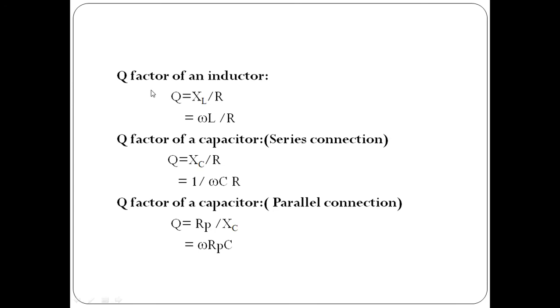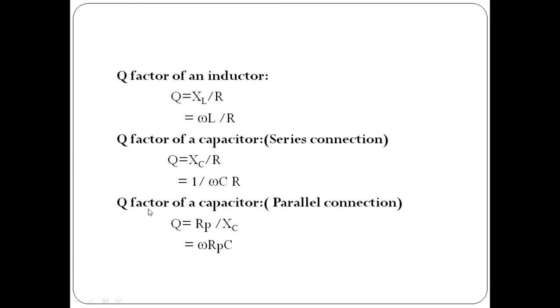Now let us see the formula for the Q factor for an inductor. If an inductor and resistor are present in series in a circuit, then the Q factor is given by the reactance divided by R, that is XL divided by R, where the reactance of the inductance can be written as omega L, where omega is the radian frequency, which can be written as 2 pi F. And the Q factor of a capacitor in a series connection, that is when a capacitor and the internal resistor are connected in series, is given by Xc divided by R, where the reactance of the capacitance can be written as 1 divided by omega C. So this equation can be written as 1 divided by omega C into R.